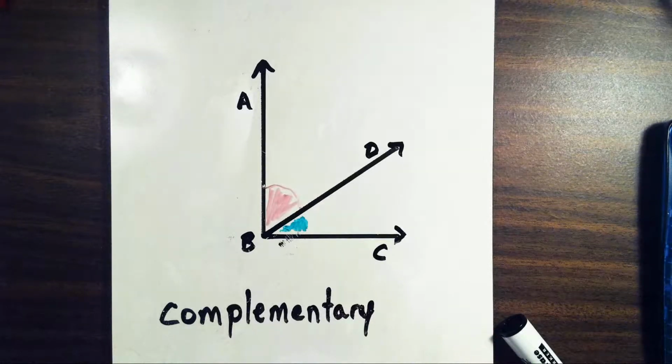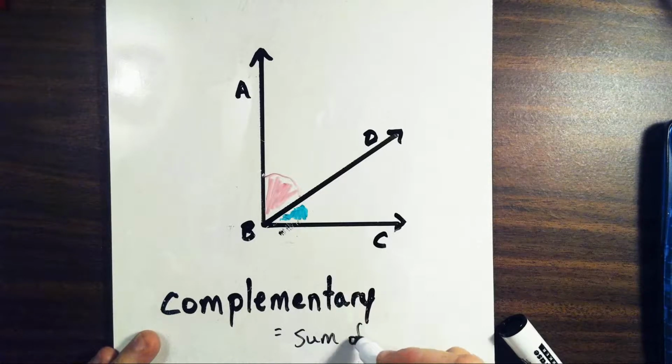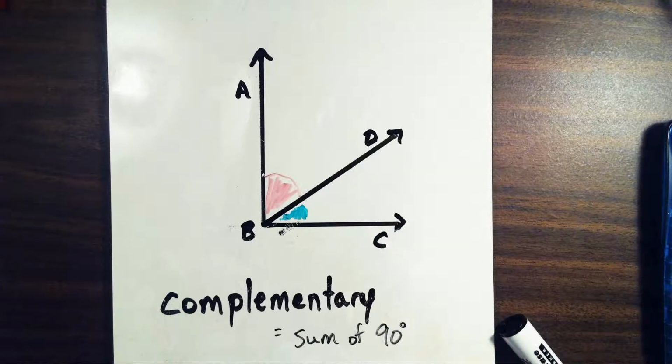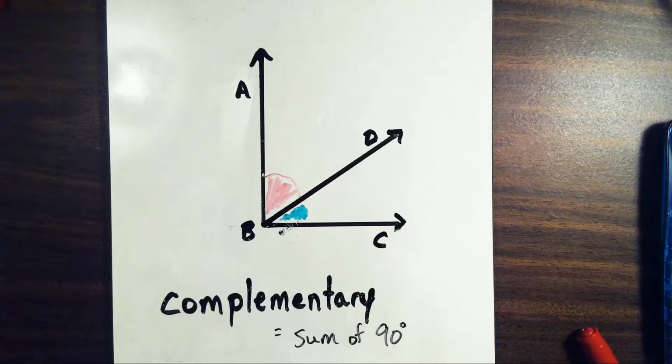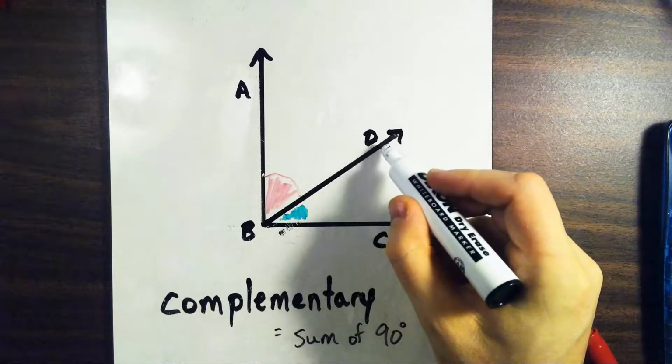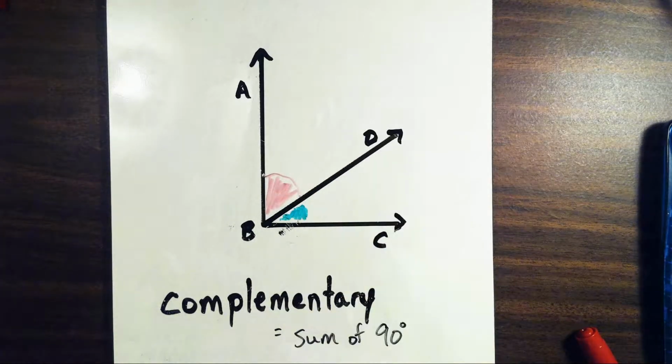Complementary angles have a sum of 90 degrees. So angles are said to be complementary if their sum adds up to 90 degrees. And usually those angles are adjacent to each other. And when we say adjacent, these two angles are adjacent to each other because they have a shared side, BD. So these angles are said to be complementary and adjacent. They have a sum of 90 degrees.